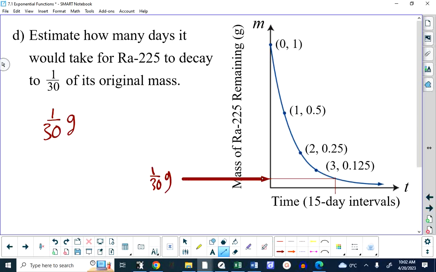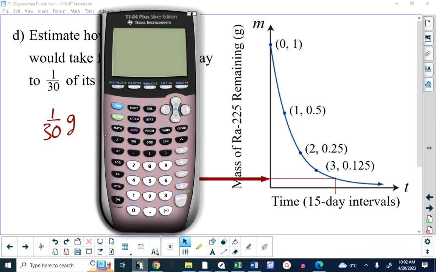Okay, so we could do a little kind of trial and error here. If I take that 0.125, which is the mass at 3 periods, and I divide it by 2, I will find the mass at 4. Has it reached 0.03 repeating yet? No. So it's actually more than 4, which tells me I probably didn't draw this very accurately.